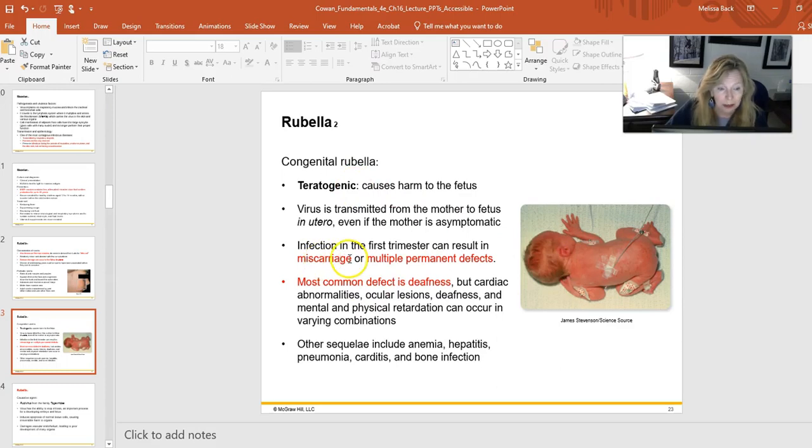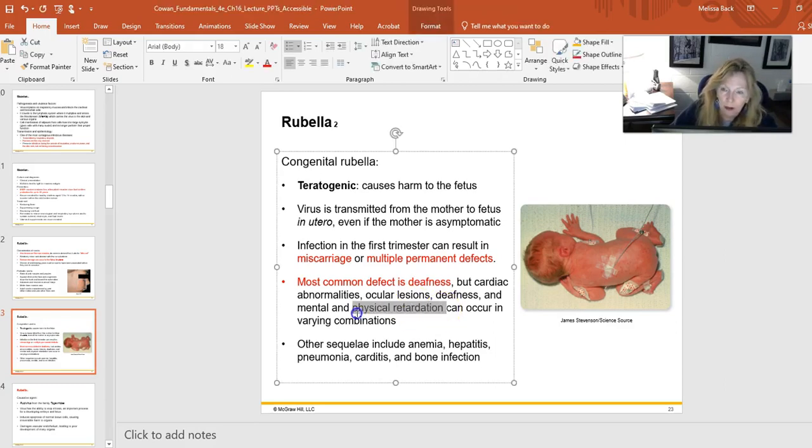So it can lead to a miscarriage, or it leads to permanent multiple neurological defects. Oftentimes that is deafness. That's the most common thing we used to see before we had immunizations. We saw infants being born that were going to be deaf and or have some sort of physical retardation because of the mother having had the disease while she was pregnant.